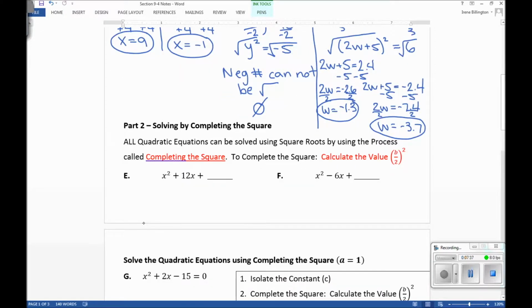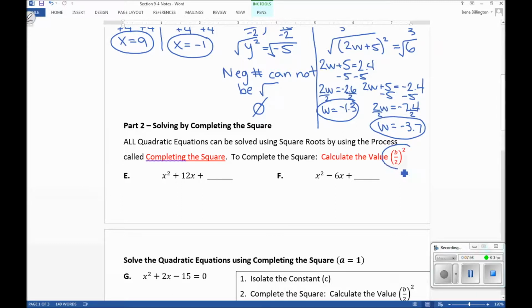All quadratic equations can be solved using square roots by using the process called completing the square. Okay? To complete a square, you're going to take your b value, remember that's your middle term of your trinomial, divide it by 2, and square it.